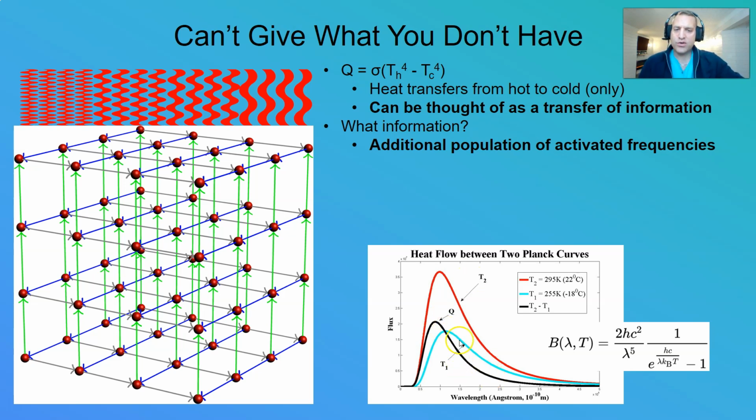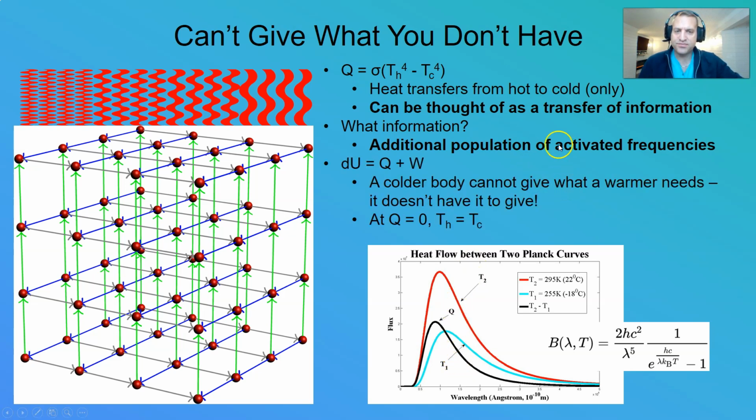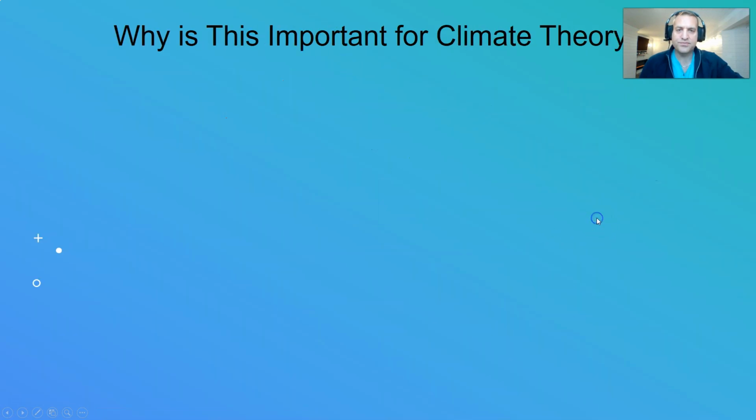So obviously that can't go in reverse, because the cool object doesn't have what the hot object needs, okay? A colder body cannot give what a warmer body needs. It does not have it to give. So at Q equals 0, the hot object equals the cool object, and then heat flow is 0. So even though heat flow is 0, these terms are not 0. They're equal, but they're not 0. So each object is fully emitting energy, but the heat flow between them is zero, and that means that the temperature would actually be stable at that point.